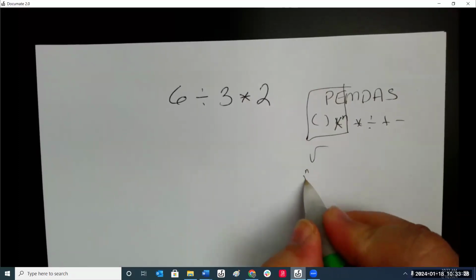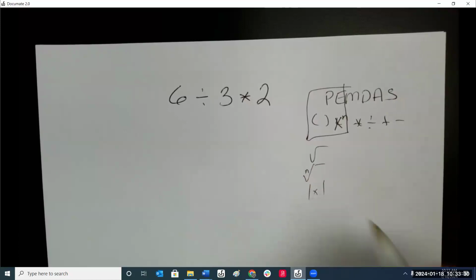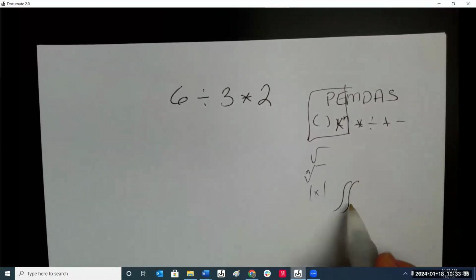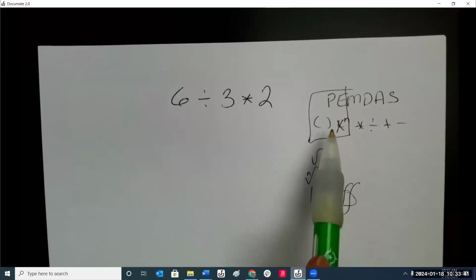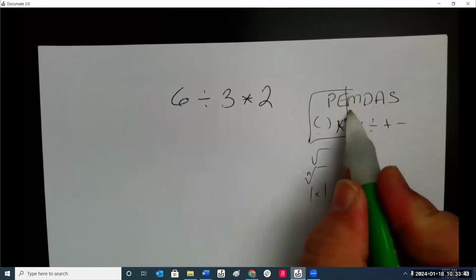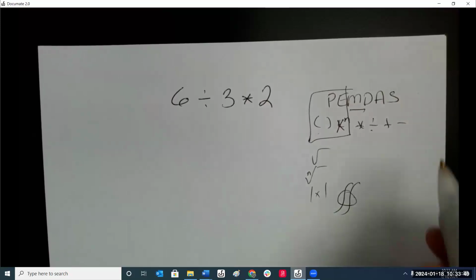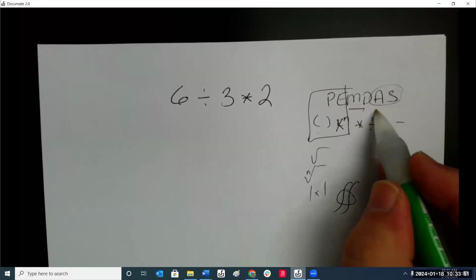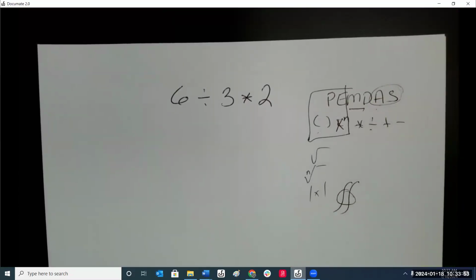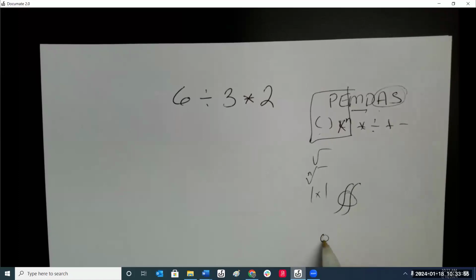What about nth roots? What about absolute values? They're over four. And in this class, we have double integrals. We have linear integrals. All that stuff is not included in here. And multiplication, division. Multiplication is no more important than division. Same with addition and subtraction. Addition is not more important than subtraction.